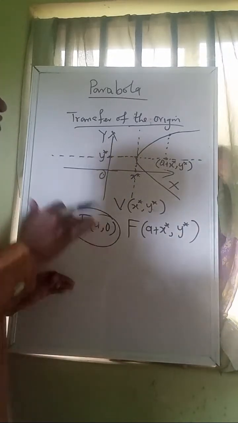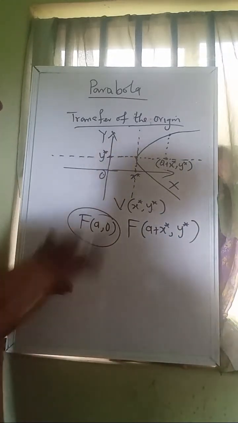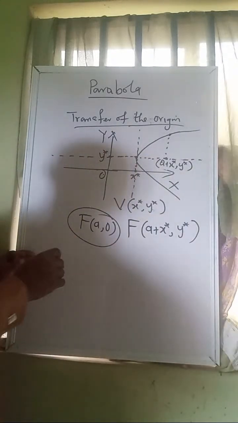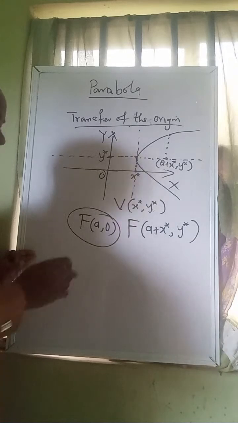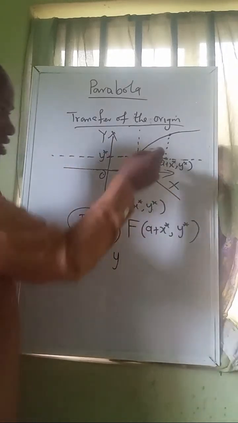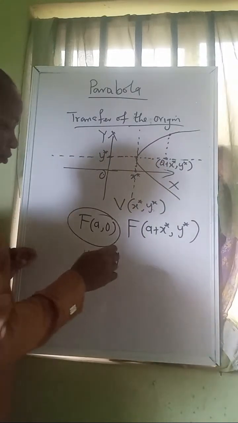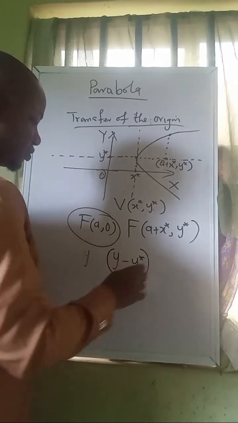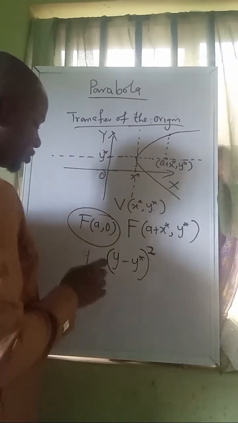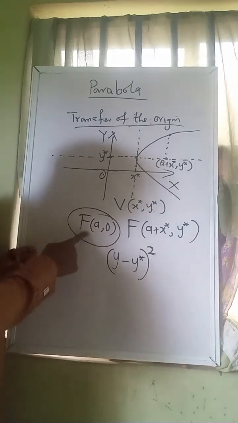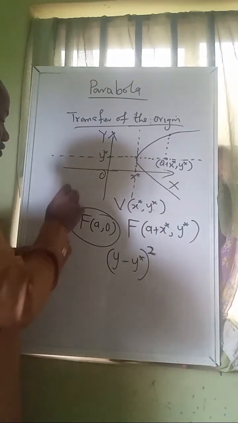So if this has happened, for such a parabola, what we now have is the new equation for the parabola. We are writing an equation for this. You will recall when we have a case where the focus is like this, the equation of the parabola is this.